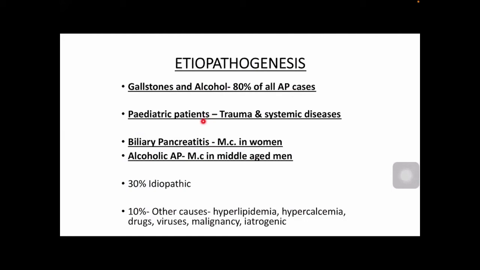So what is the most common cause in a pediatric patient? It is either due to trauma or because of any systemic illness. Fine. So in women, what is the most common cause? Definitely, it is gallstone pancreatitis. And alcoholic acute pancreatitis is most common in middle-aged men. Okay. About 30% of causes are not known. They are attributed to idiopathic causes. And 10% are because of causes like hyperlipidemia, hypercalcemia, drug-induced. It can be a post-viral sequel. It can be malignancy. Malignancy, though very rare, is also postulated as one. Iatrogenic, mostly because of ERCP-induced pancreatitis.